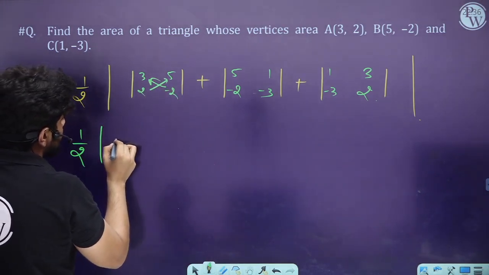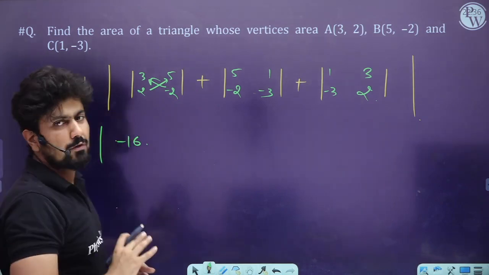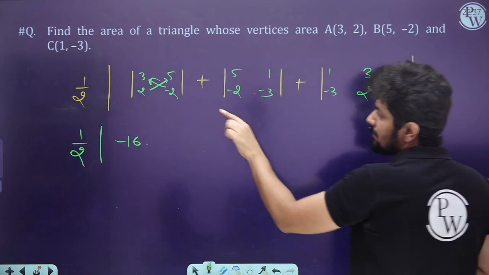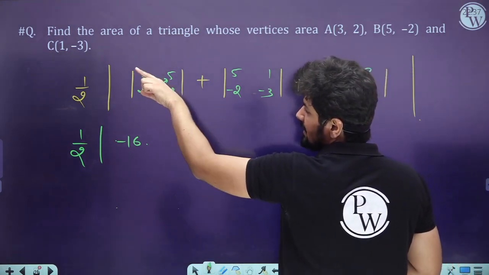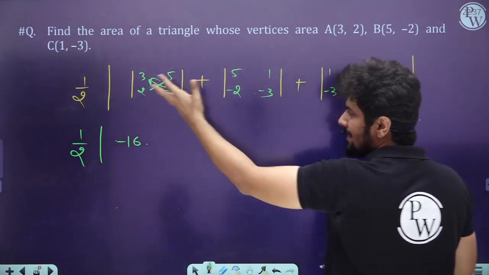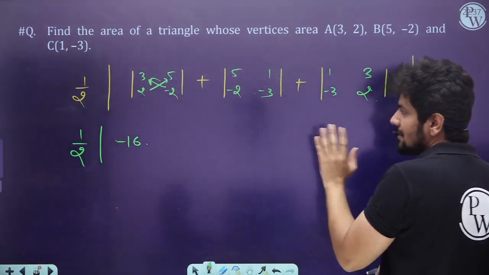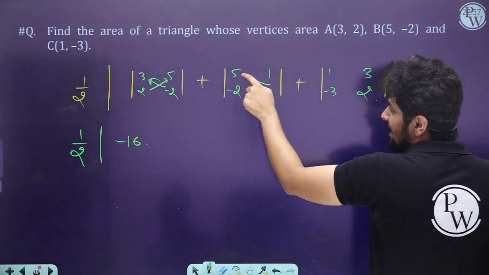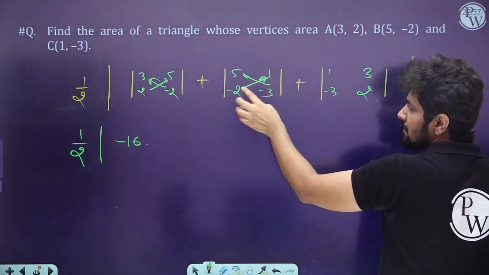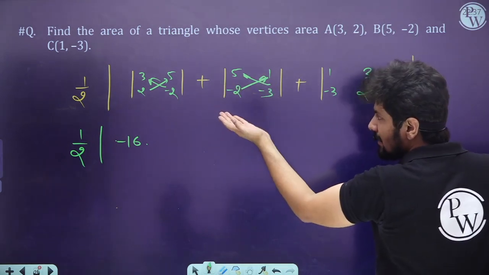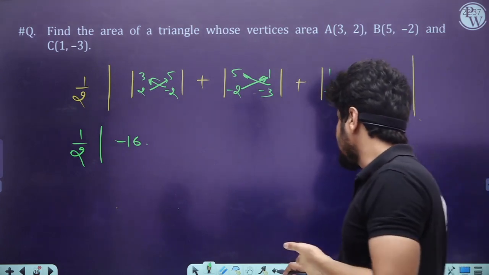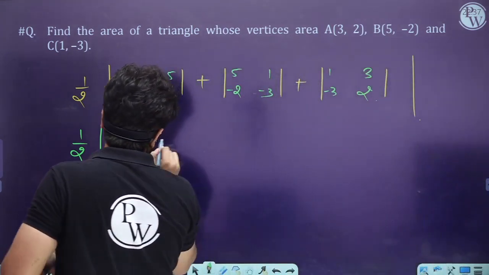It is -6, -10, which is -16. I hope all of you understand how to calculate the value of a 2x2 determinant. Simple cross multiplication. -2 times 3, that is -6. -2 times 5, which is 10. So -6 -10, that will be -16. Similar way, 5 times -3, which is -15. And what is the product of this? -2. So -15 minus of -2, which is +2. So -15 + 2 will be -13.